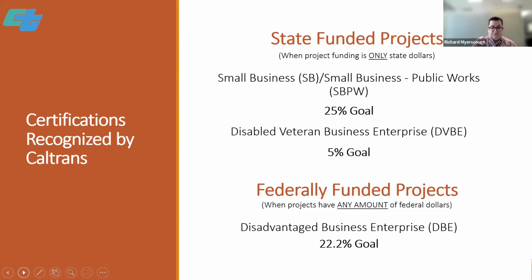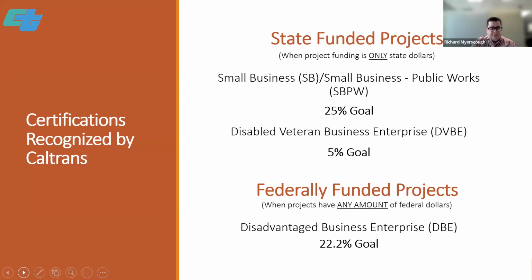Disadvantaged Business Enterprise, which is today's focus, is a federal certification to address the disparity between some businesses and others in terms of access to economic opportunity, and seeks to level the playing field for these businesses. DBE certifications are based upon an owner being a member of certain minority groups or women-owned. When a project has even $1 of federal funds, you can expect to see some type of DBE goal. So not always, not every time, but almost always. On this slide, you can see what Caltrans goals are in regard to these certifications.